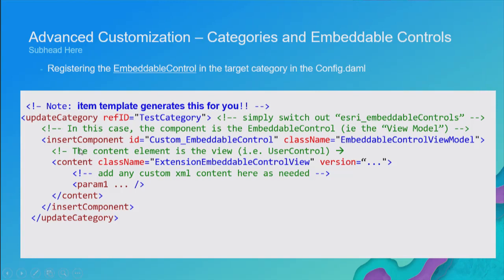Okay. In the insert component, this is pretty much the same. The only difference is that class, that's my embeddable control view model. The content class is my user control. And then I can just add in the custom attributes that I had before, version, name, label, whatever. It doesn't matter. You may have some, you may have none. And then I've got this custom param1 element. Okay, I just added that back.